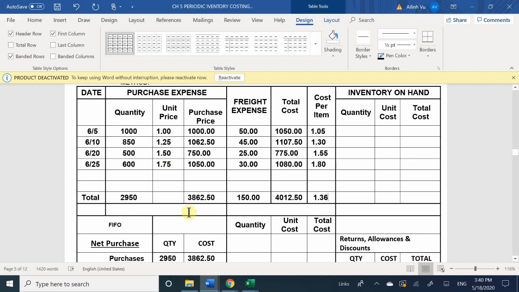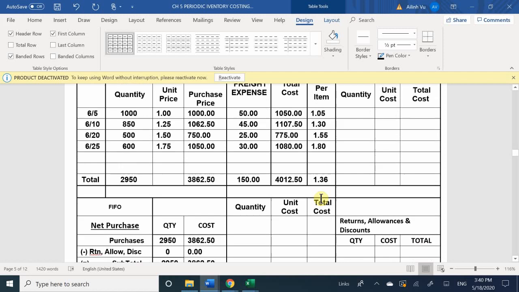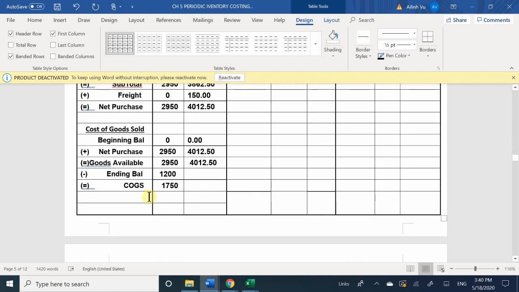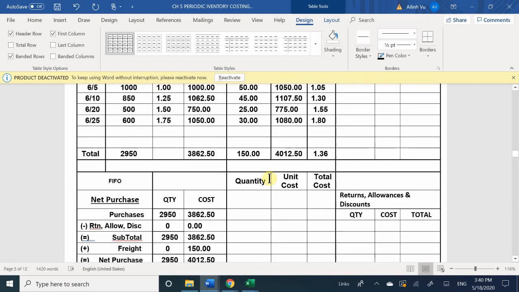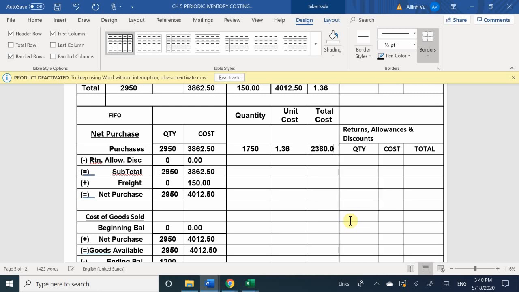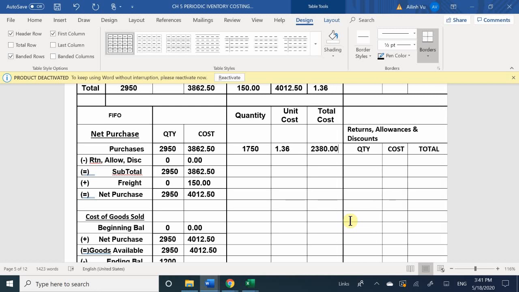So no matter where we're at, once we find this number here, we're done. Why? Because each item that we sell and each item that we have left in inventory, they're all going to cost the same. So here we're just going to do 1,750, and what are we going to multiply that by? $1.36. And we get a total of $2,380.